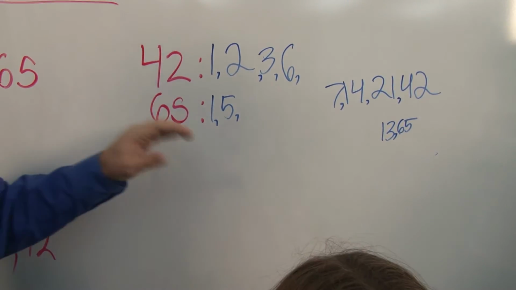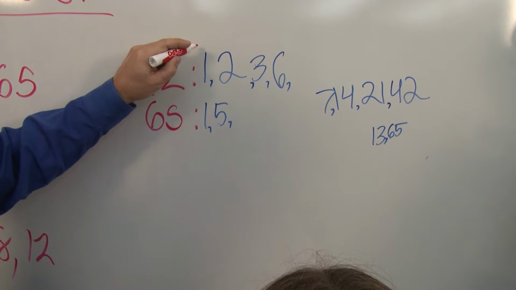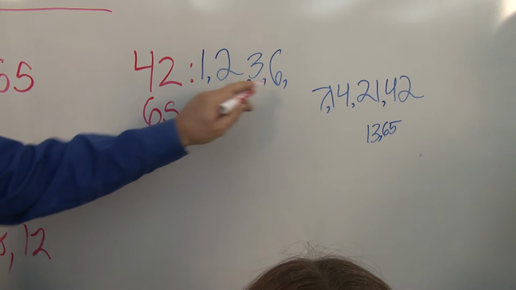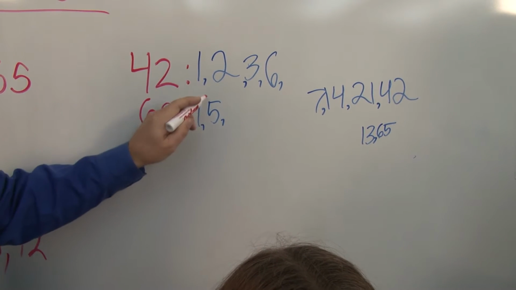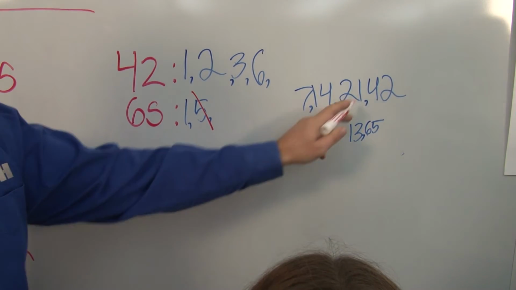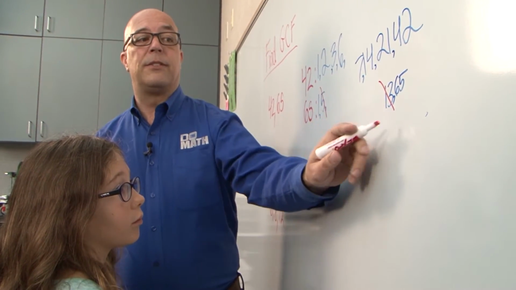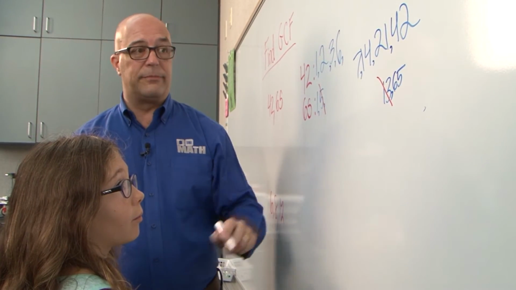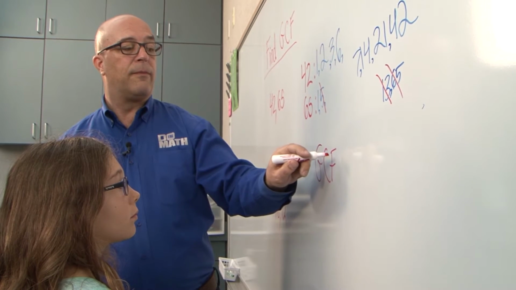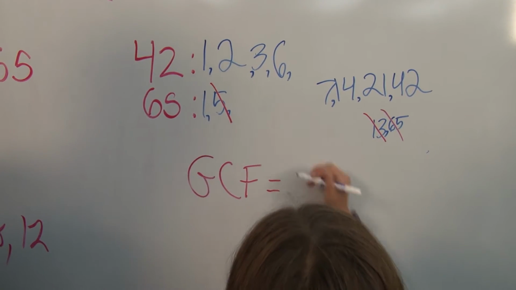So what is the largest number in both of these rows? Because they both have a 1, right? And this one has a 5. Does this row have a 5? No, so 5's not going to work. Now we go all the way over here to 13. Does this have a 13 in it? No. 65? No. So the greatest common factor is going to be what? 1. All right, go ahead and put a 1 up there.